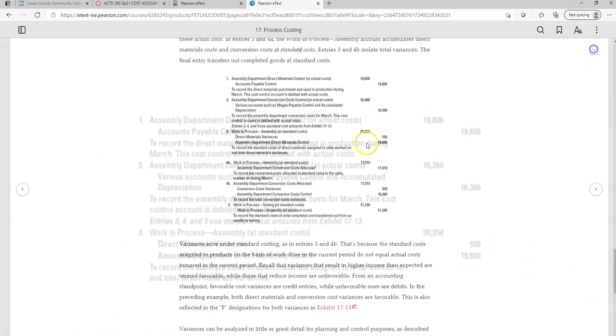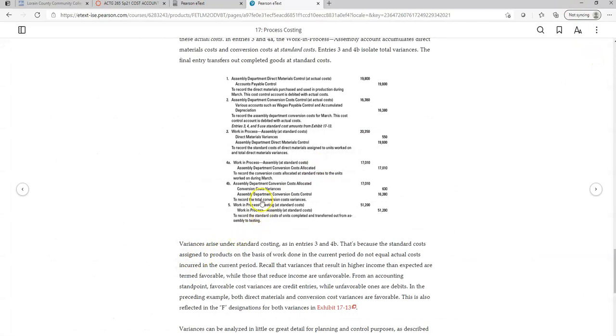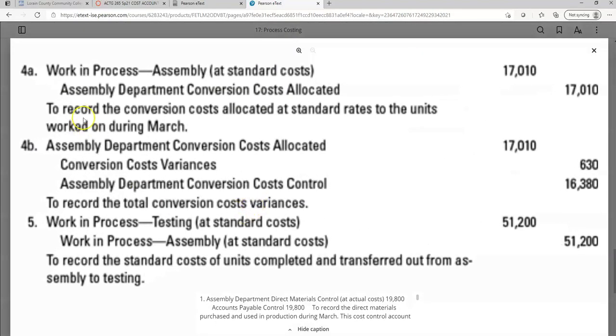So let's look at this right here. What about work in process assembly at standard cost for conversion costs? We allocated $17,010. So I credit my conversion cost allocated and debit work in process for $17,010. And that's to record conversion costs allocated at standard rates to the units we're working on in March.